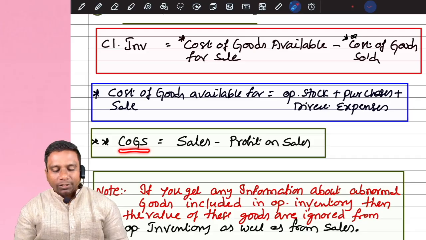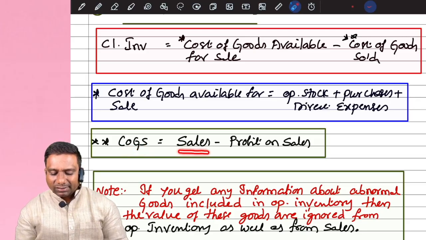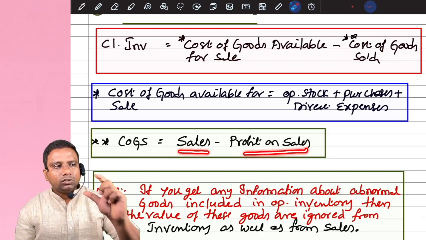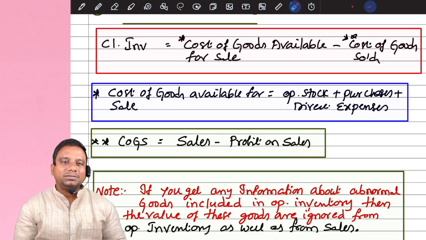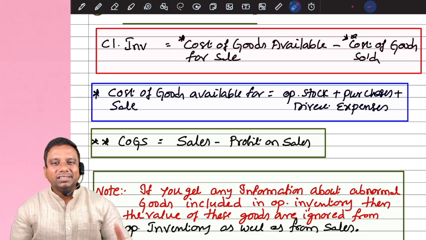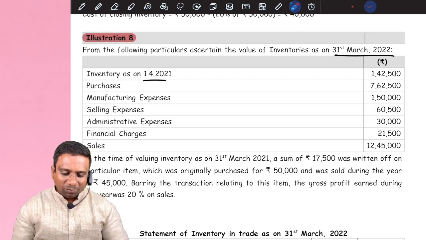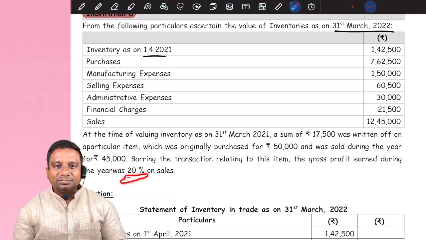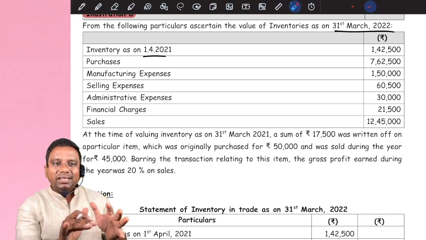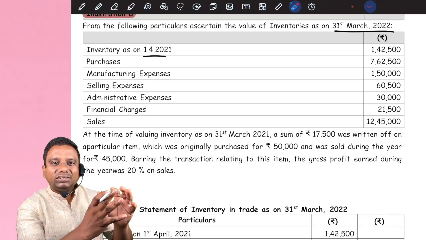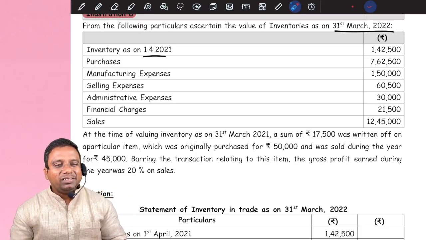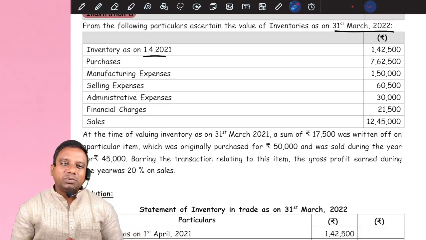Other formula. For COGS, other formula is nothing but sales minus profit on sales. COGS is equal to sales. Total 100 rupees is my sales. From sales you deduct profit. Then what is remaining? Cost. So COGS is equal to sales minus profit on sales. In this problem they have given profit on sales. Sales information is given minus profit on sales. You get COGS. Cost of goods available for sale minus COGS. Remaining nothing but your closing stock at cost price.